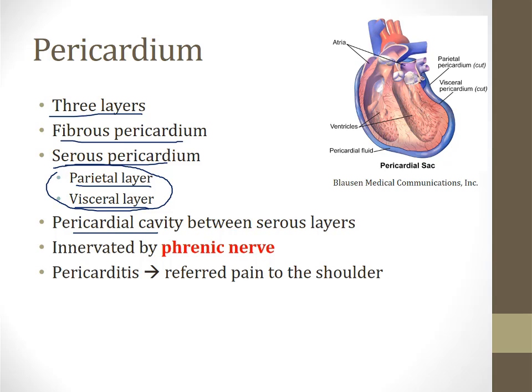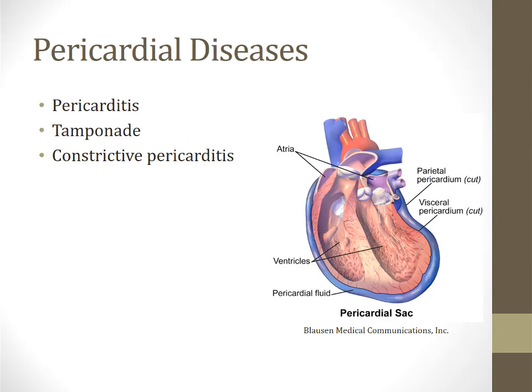tamponade. The pericardium receives its sensory innervation from the phrenic nerve, and this is important because sometimes patients with pericardial injury like pericarditis can have referred pain to the shoulder, and that's because the phrenic nerve has common nerve roots with nerves that innervate the shoulder as well. There are three pericardial diseases you need to know for step one: pericarditis, tamponade, and constrictive pericarditis. And we'll go through all these in the next few slides.